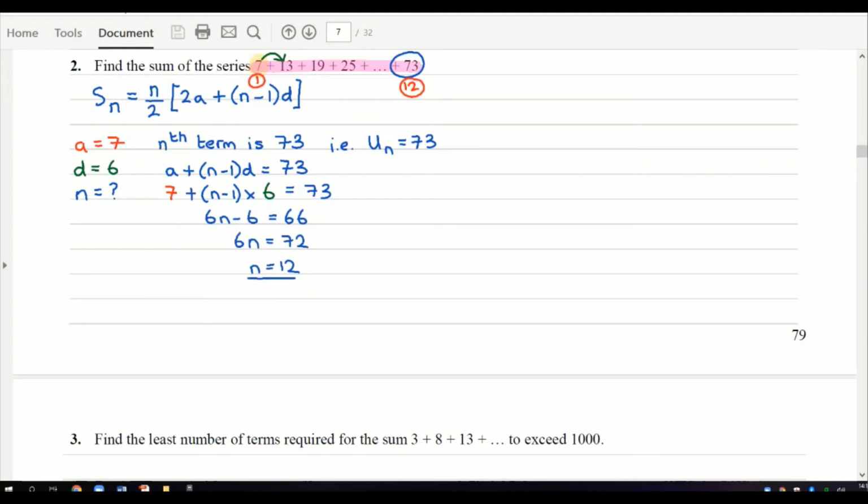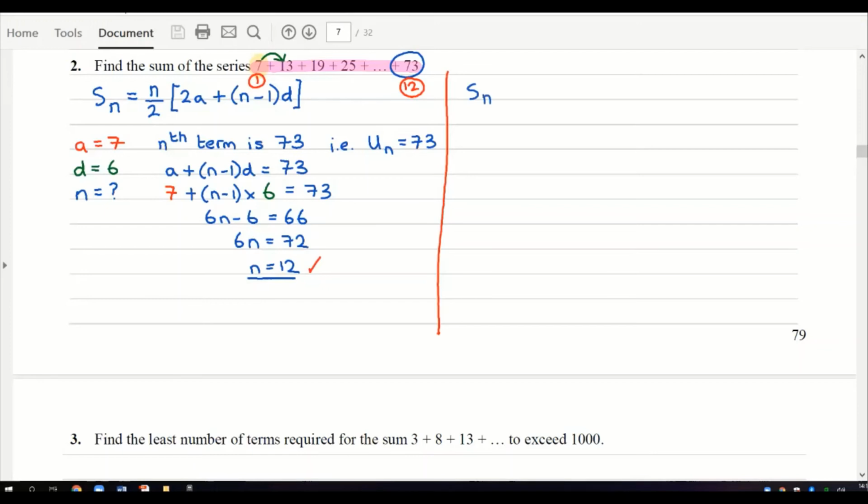Now you could have worked that out by writing out the whole series, but I wouldn't have recommended that. Okay. Now we've got our n is 12. We can now apply the formula. So let's use the formula.